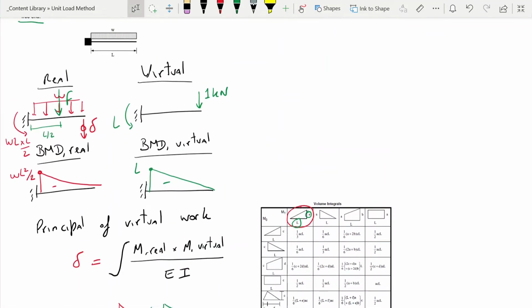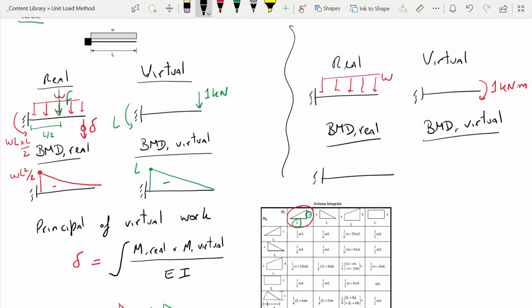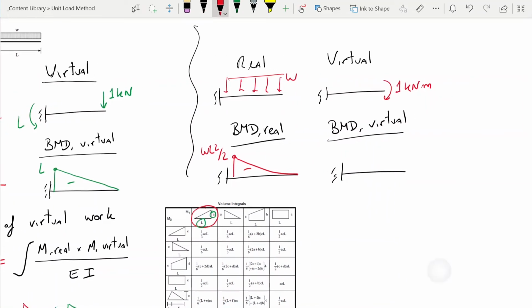The rotation is going to be very similar. Let's do it here on the side. The real structure is going to be exactly the same as the one before, but now the virtual is going to be with a moment of 1 kilonewton meter at the end of the cantilever. I'm just going to draw the other one. Now in both of these cases, we're going to do the bending moment diagram. In the case of the real, it looks exactly as it did before. And in the case of the virtual, the way I draw the moment here, we're going to get tension on the top. And the only thing we have to balance this out is another moment on the other side, which means this is going to be constant tension on the top with a value of 1.